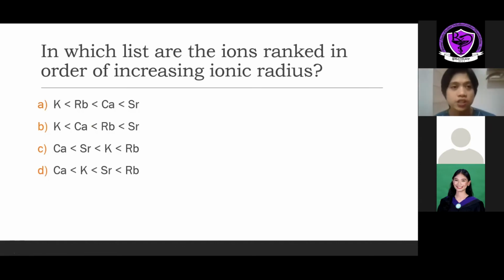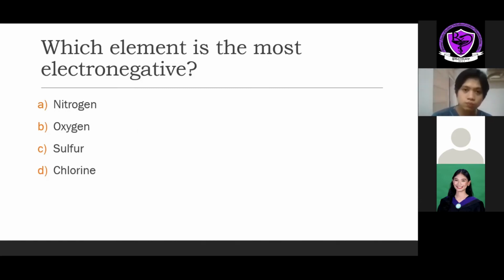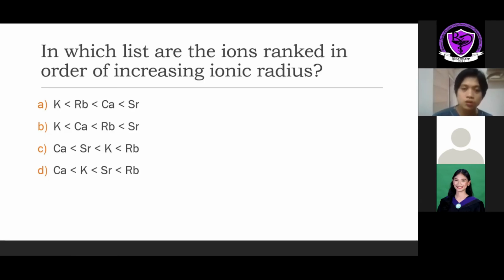Okay, in which list are the ions ranked in order of increasing ionic radius? Increasing ionic radius. So, periodic trend ulit, no? Paano nag-increase ang atomic radius? May nag-answer na ba? Okay, sige, answer lang kayo. Si Denzel De Leos. Okay. So remember, ang ating metals, those that are in group 1, they have larger atomic radius.